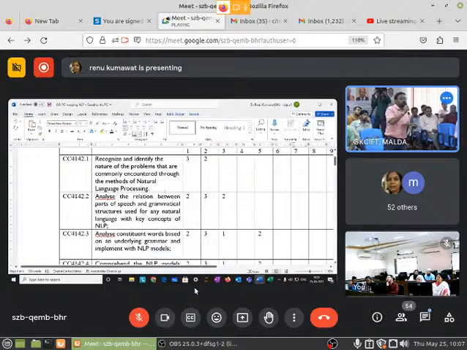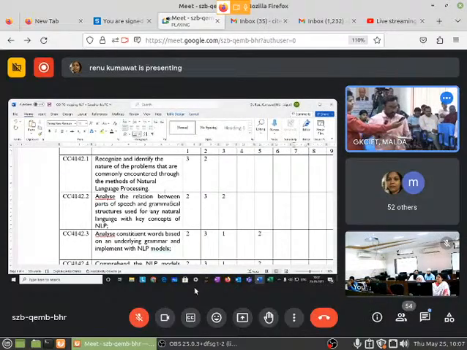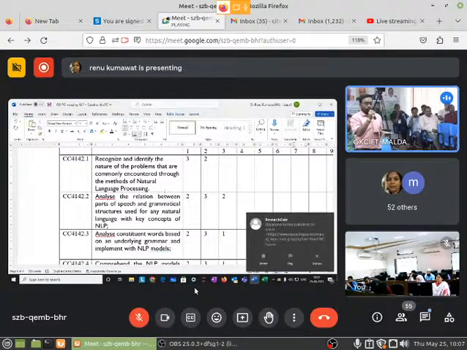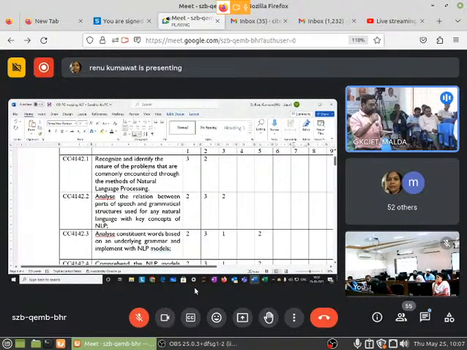First CO: recognize and identify the nature of the problems commonly encountered through the methods of natural language processing. I think, madam, to recognize and identify the nature of the problem, data is also related, because in natural language processing when we are talking about problems, data is associated there. So I think there should be a little bit of connection with PO3 also.